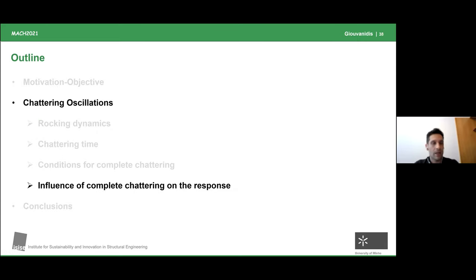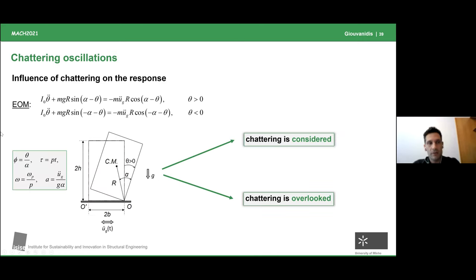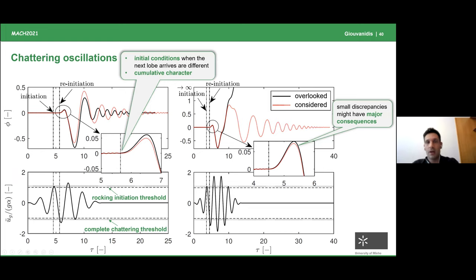Finally, let's see just a few examples to see the influence that complete chattering might have on the response. To remind you, this is the equation of motion for positive and negative rotations. We make a simple transformation here in order to have everything in dimensionless form. And we take two cases, where chattering is considered and where chattering is overlooked. Here I plot two results: with a red dotted line, you see when chattering is considered, and with a black straight line, when chattering is overlooked.